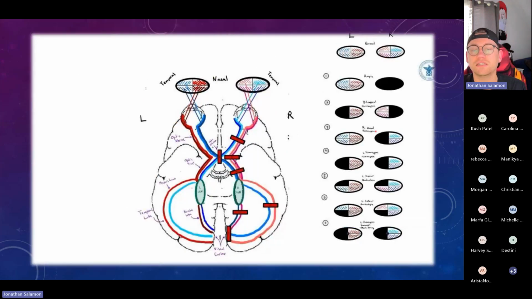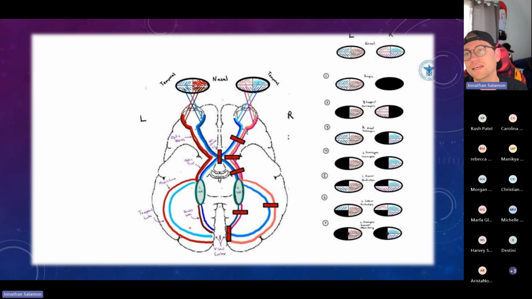And I drew this myself. But you can't really read the words, which is why I didn't want to use this. I recommend doing this for yourself too, just drawing one. Drawing it out really will help you internalize these different pathways, right? And knowing that, please God, the Meyer's loop goes through the temporal lobe. The other one, I don't know if it has a name, goes through the parietal lobe.